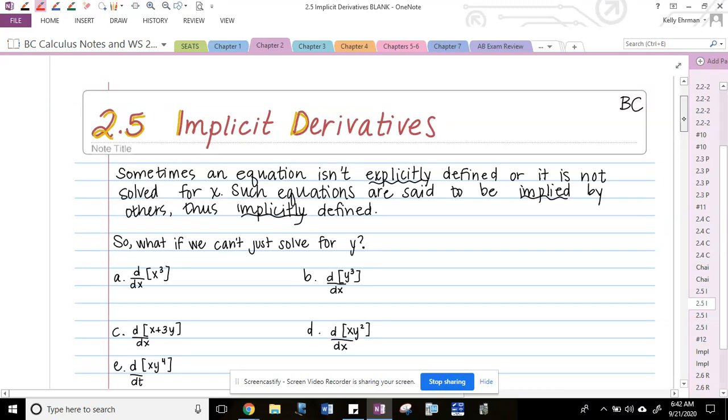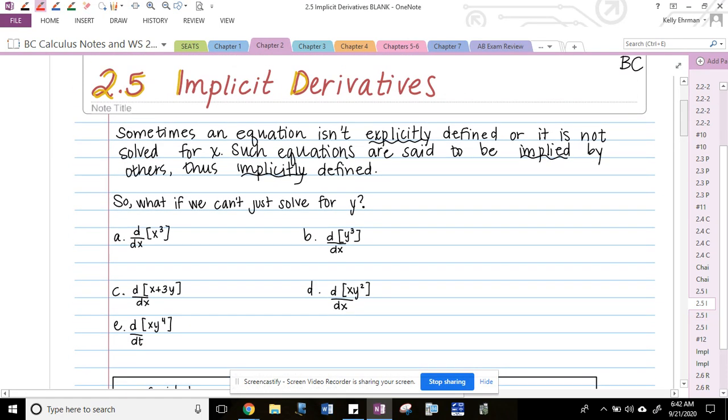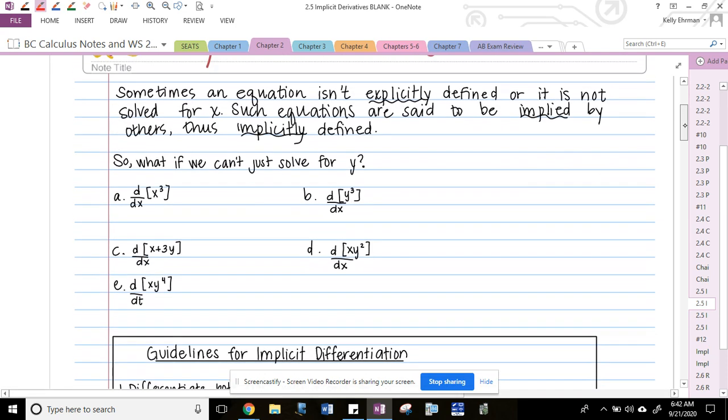So now we're going to talk about implicit derivatives. And this would be trying to take the derivative with respect to x, or a variable that's not actually in the equation. So if an equation isn't explicitly defined, it's not solved just for x, then we say that that equation is implied by others or other variables, so implicitly defined. So what does that mean?